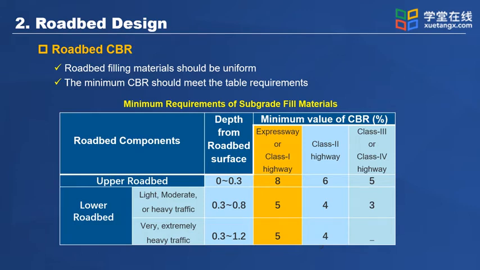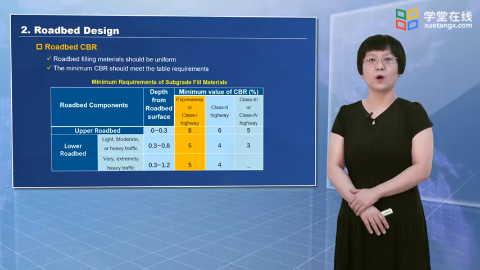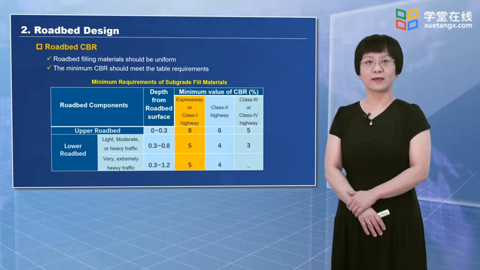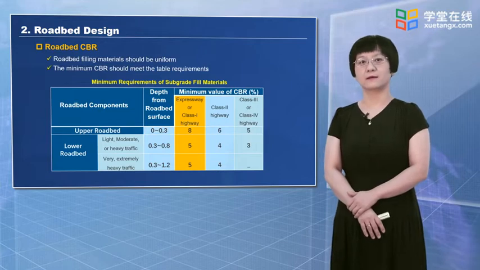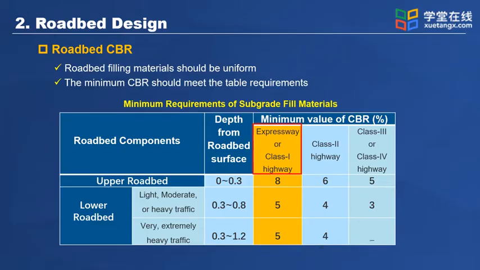The table lists the minimum requirements according to the National Design Specification, which is dependent on the highway class, location, and traffic loading levels. For example, when the highway is first class, and the traffic level belongs to the highway traffic, then the depth of roadbed is 0.8 meter, and the CBR value of upper roadbed needs to reach the minimum value 8%. And lower roadbed needs to reach the minimum value 5%.